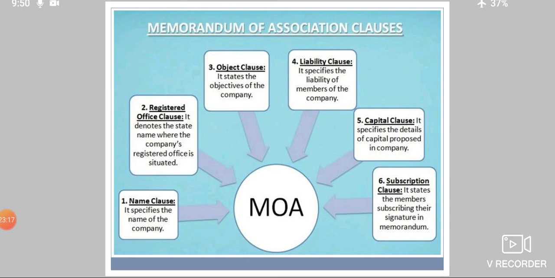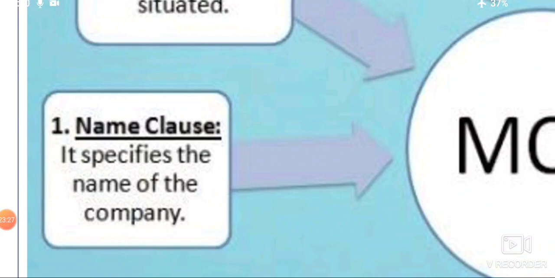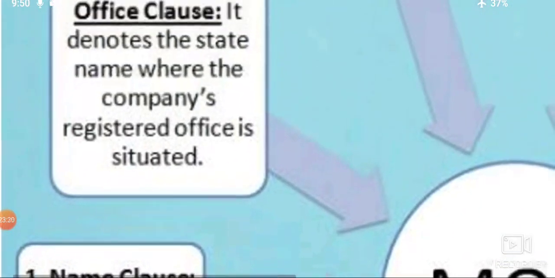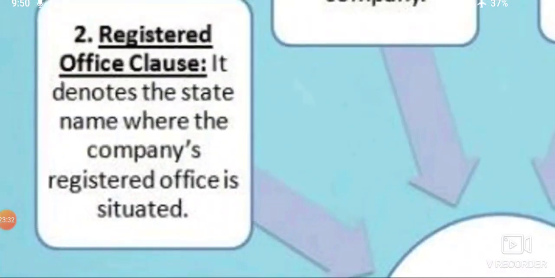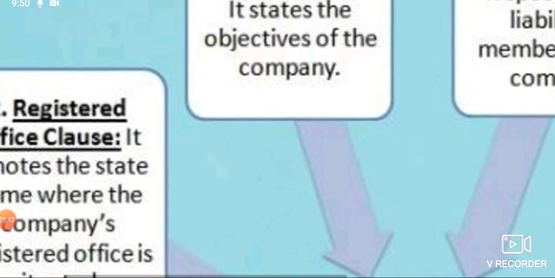Just a quick glance at the memorandum of association clauses, a very important topic in this chapter. The very first one is the name clause. It specifies the name of the company. Then you have got the registered office clause. It denotes the state name, I'm making it very clear, the state name where the company's registered office is situated.